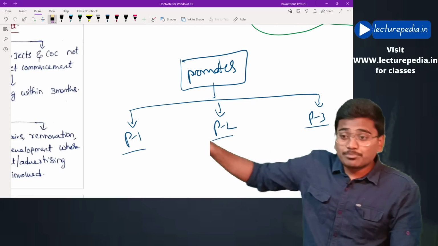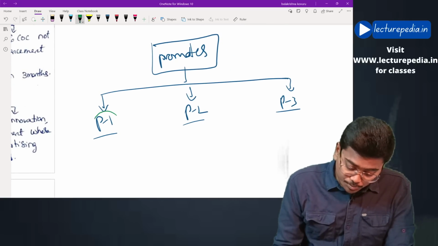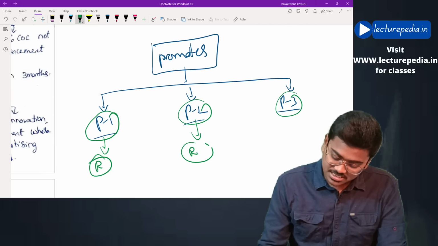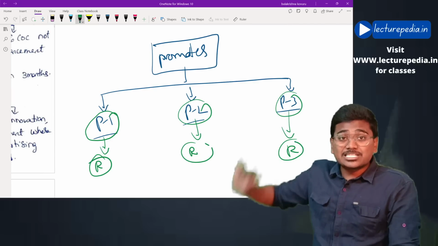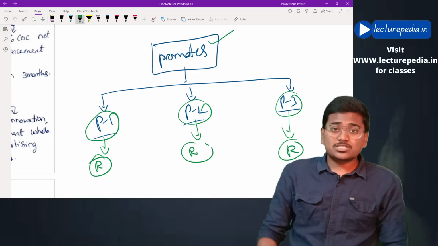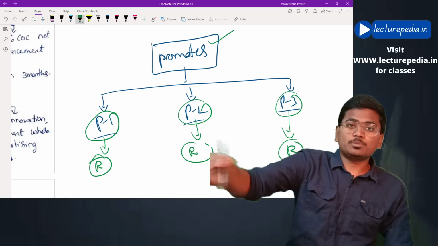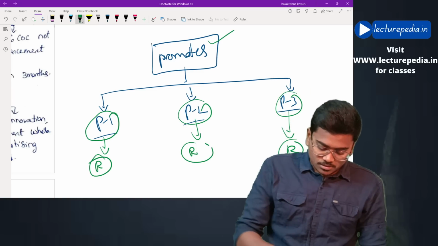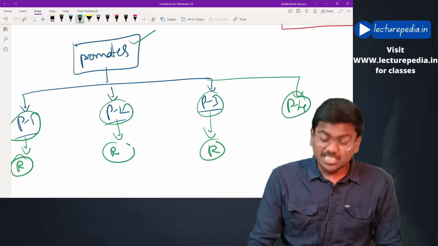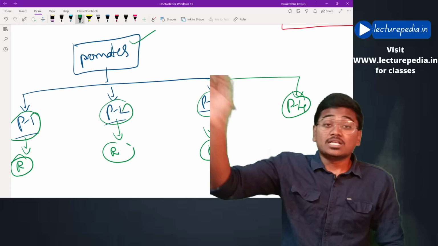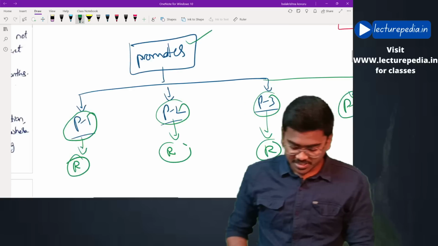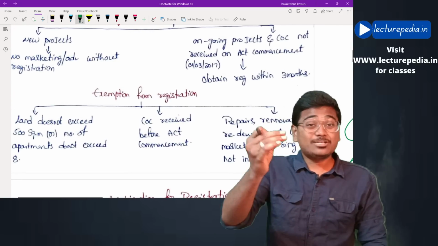Here since the promoter is constructing 3 projects, each project has to be registered separately. You have to register this project, you have to register this project, you have to register this project. These 3 projects have to be registered separately with the real estate regulatory authority. It is not the promoter who has to obtain the registration, it is the project that has to be registered. Hope this is clear. Now let's say these 3 projects promoter is constructing in Andhra Pradesh, and there is one project, project 4. This project the promoter is constructing in Tamil Nadu, then he has to obtain registration for this project 4 in Tamil Nadu, with the Tamil Nadu RERA. Hope this is clear. This is the concept of registration of real estate project.